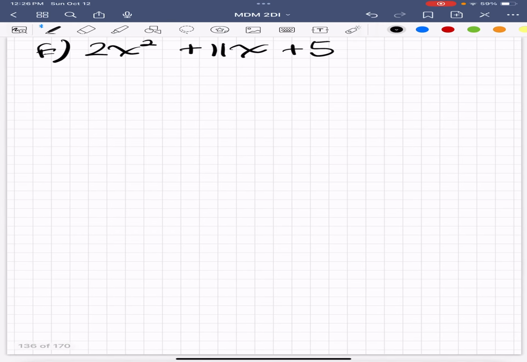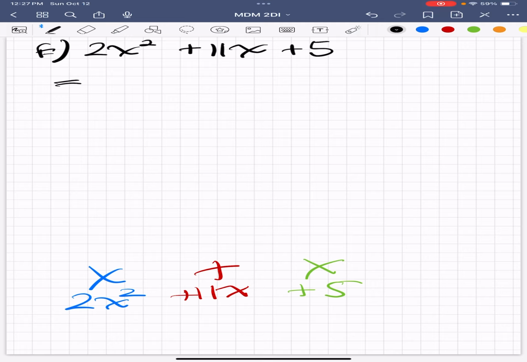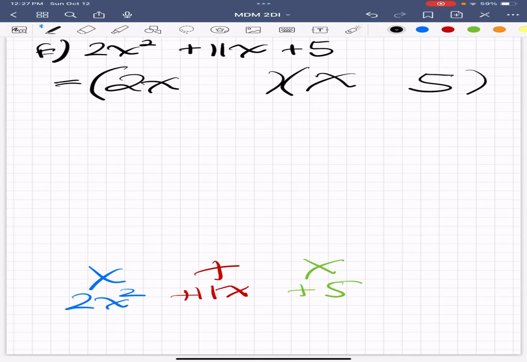Moving on. So we need two factors that multiply to 2x squared. It needs to add to positive 11x, and it needs to multiply to positive 5. Positive 5 is a prime number, so it's just going to be 1 and 5. So we have 2x, x, and then I'm going to put 5 here because that would be 10, and 1, and it would be positive as well.